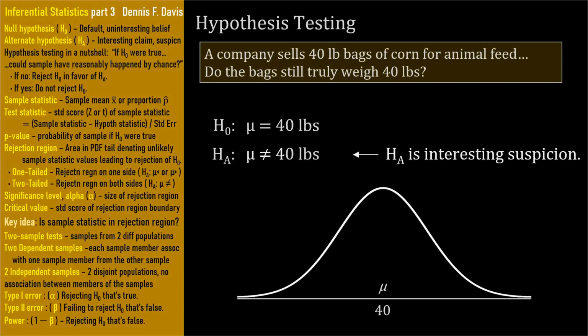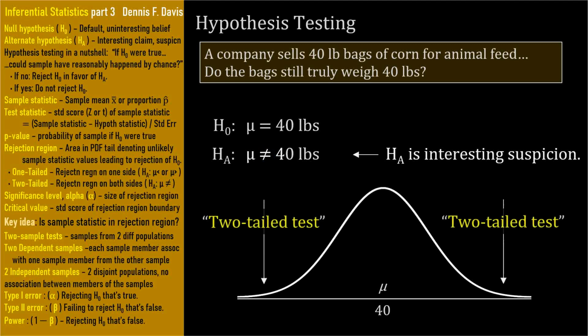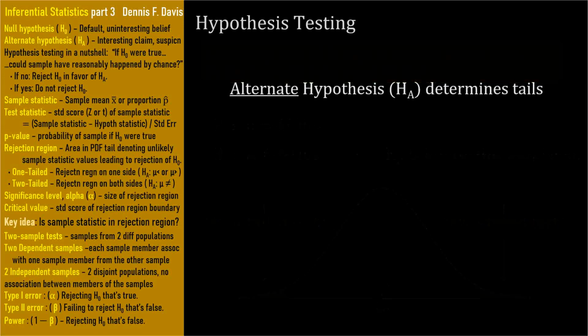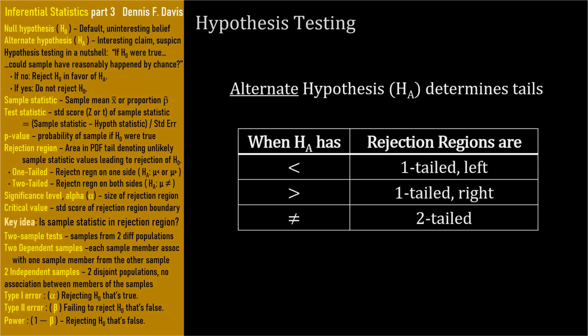Since H sub A is not equal to, it has two directions. We'll have a rejection region in both tails, so this is a two-tailed test. If our sample statistic is in either rejection region, we'll reject H naught and conclude that the population mean is not 40 pounds. Be on the lookout for wording in the problem that indicates a direction, so you'll know if H sub A should be less than, greater than, or not equal to. These correspond to left-tailed, right-tailed, and two-tailed rejection regions, respectively.